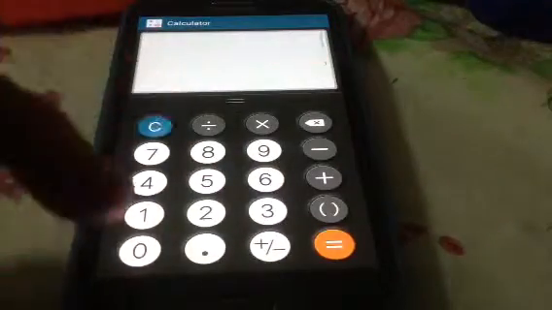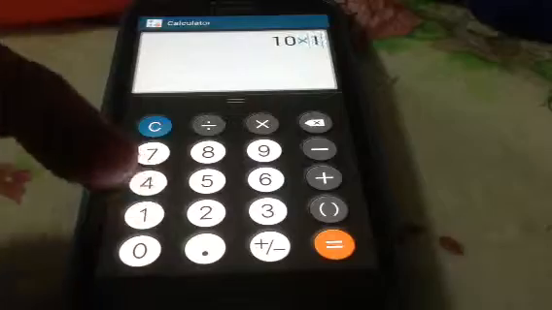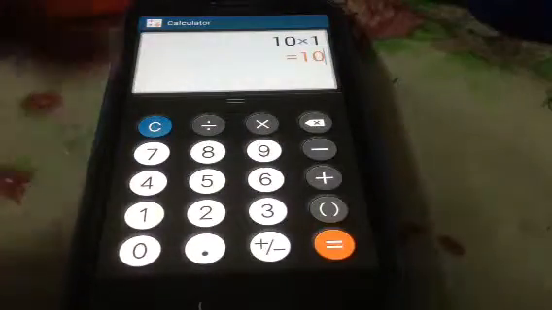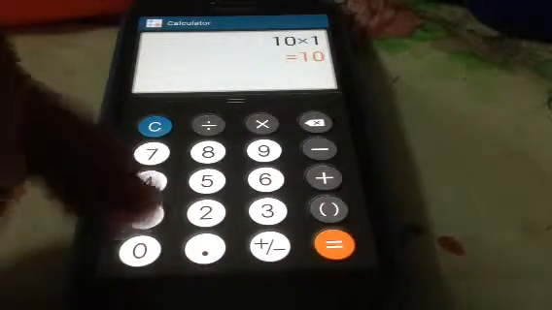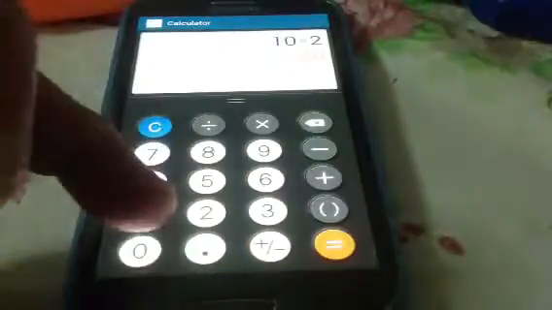Let's go to 10 times table. 10 times table is straightforward. 10 times 1 is 10. You just add the 0 to the number that you are multiplying with. So you get 10 times 2 is 20. 10 times 3 is 30.